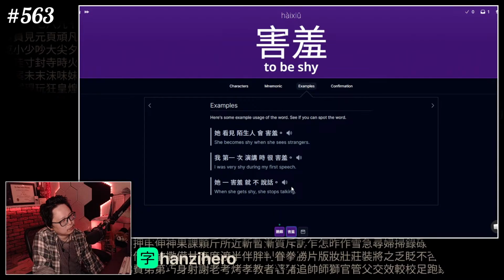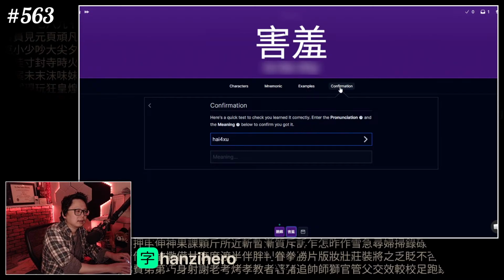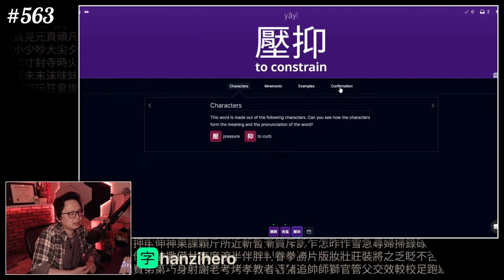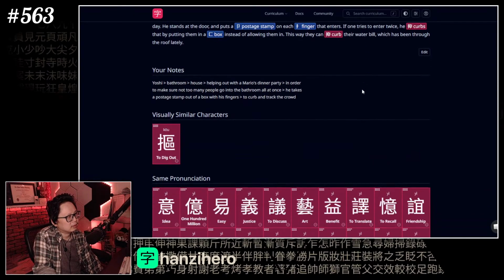Interesting. That's how you get when? Oh no, 就 is what you get. Okay. 害羞，压抑，压抑 pressure and curb. So if you apply pressure, curb. I don't know how I'm getting the curb properly. Regulate, right?